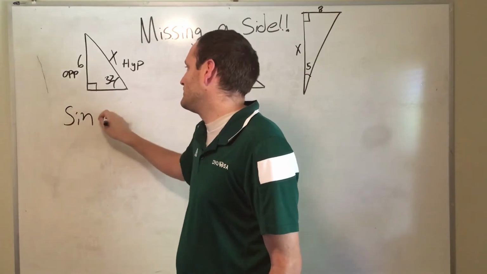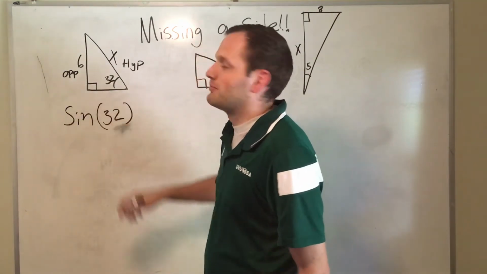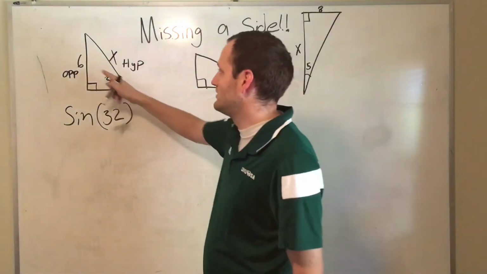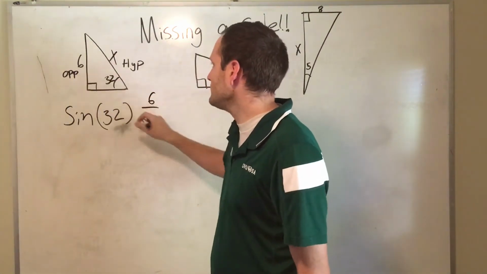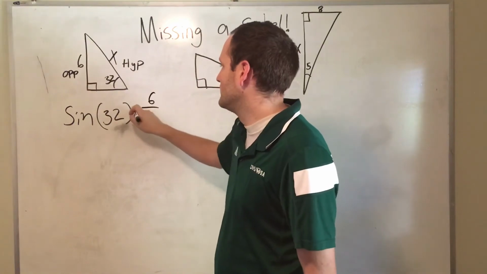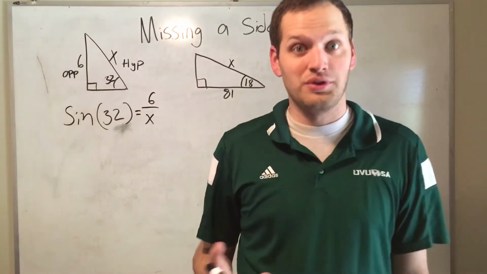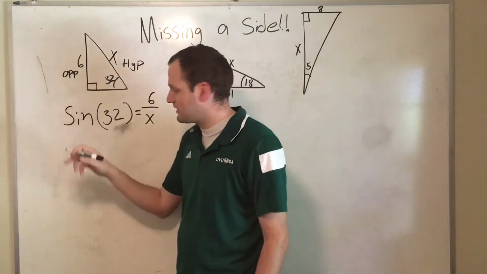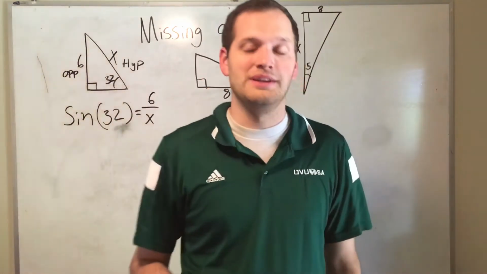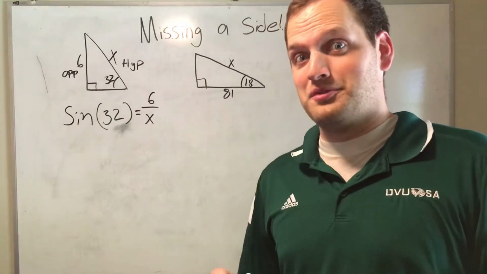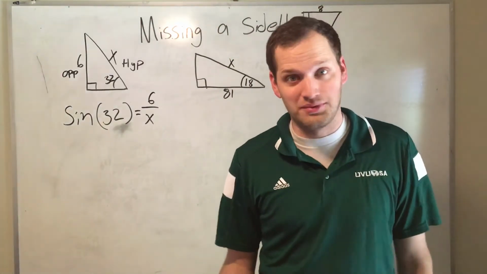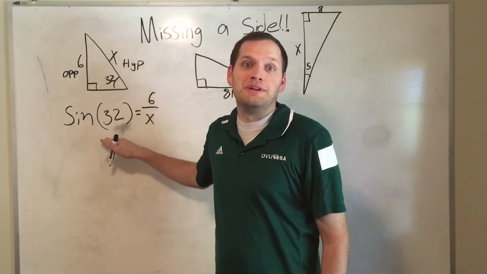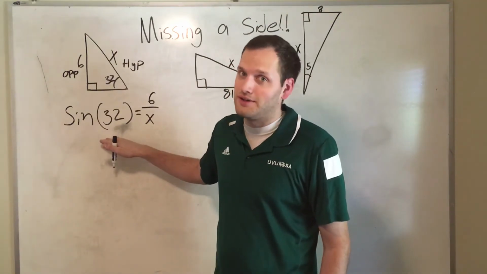Sine of 32 is going to equal my opposite over my hypotenuse. My opposite in this case is 6. My hypotenuse is going to be x. And I'm going to go through and solve. If you have a TI-Nspire calculator, great, go through and plug it in. If you don't, you're going to need to do a little bit of algebra. I'm going to show you how to do the algebra for those of you that don't. If you are using a TI-Nspire, make sure you are in degrees, not radians.